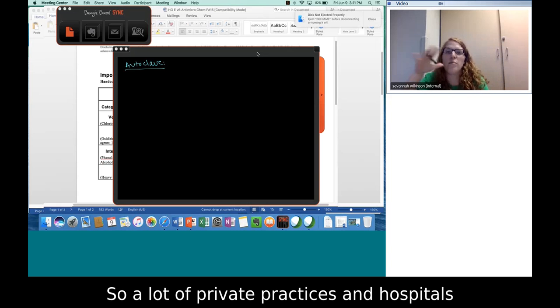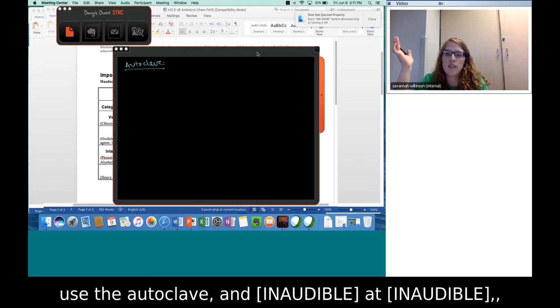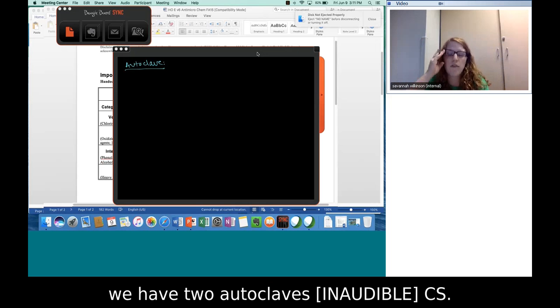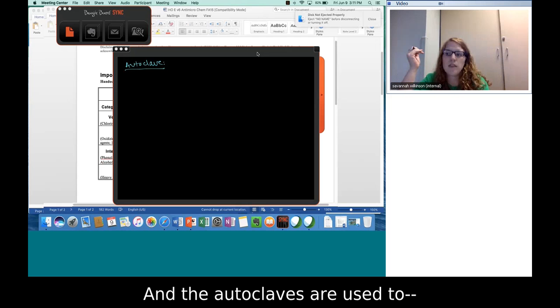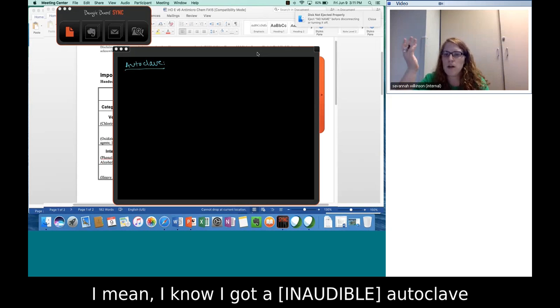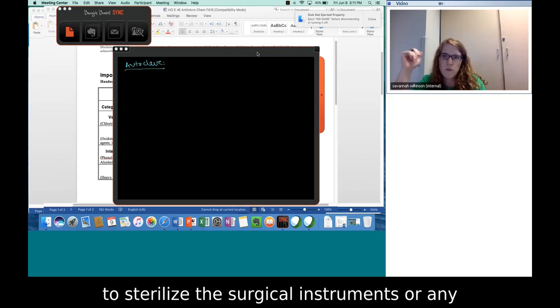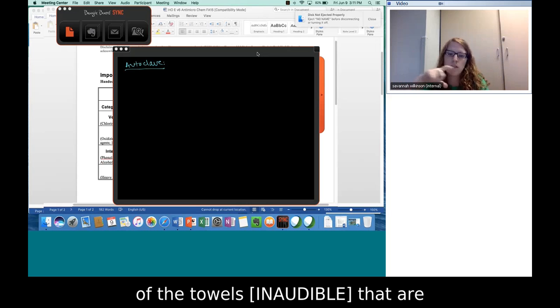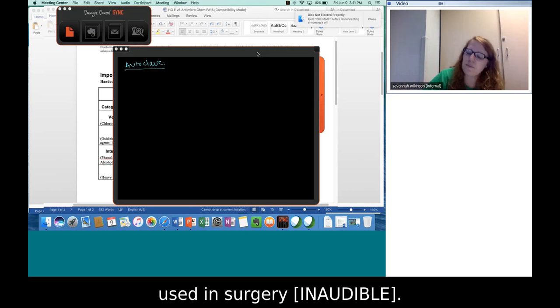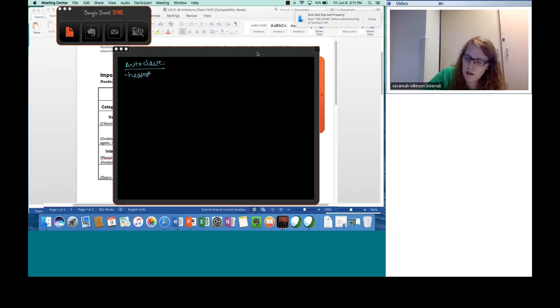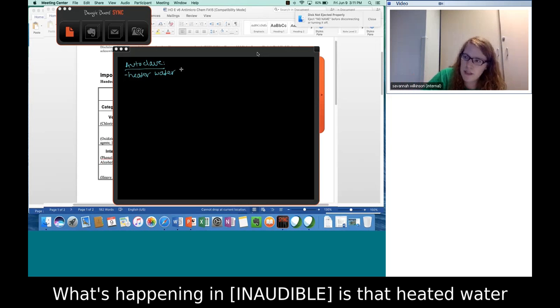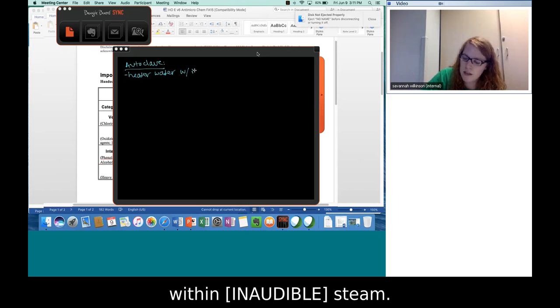A lot of private practices and hospitals use the autoclave, and at TMCC we have two autoclaves in the CS. At private practices we use the autoclave to sterilize surgical instruments or any of the towels or cloths used in surgery. Anyway, what's happening in the autoclave is that heated water within the enclosed vessel forms steam.